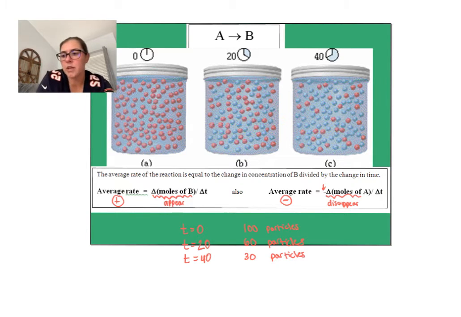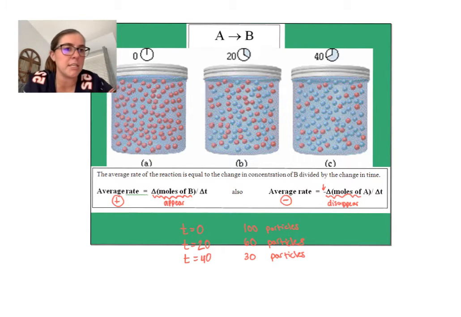So what we can do here is we can look at from time equals 0 to time equals 20, we can figure out the rate by taking the change in particles between those times, so our change is 40, divided by the change in time, which is 20. So that's our rate, and because we're looking at A, it would have a negative sign in front because the particles are disappearing. We could have also done the same with blue particles to compare.